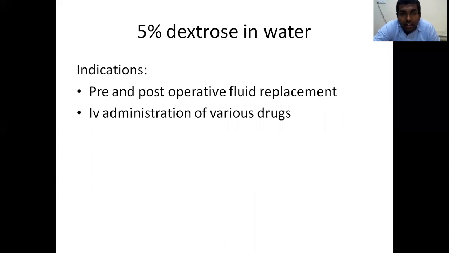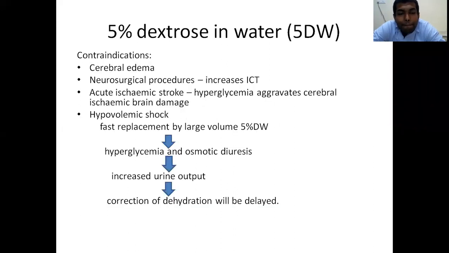So, the indications are in pre and post-operative fluid replacement. Because if the patient is being posted for surgery, he will be kept nil by mouth before the surgery and a few hours after the surgery. So to maintain the patient's glucose levels, we use 5% dextrose in water, or it can also be used as a medium for IV administration of various drugs.